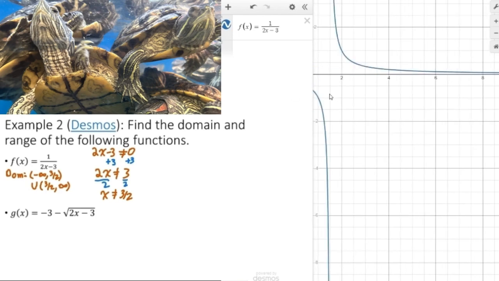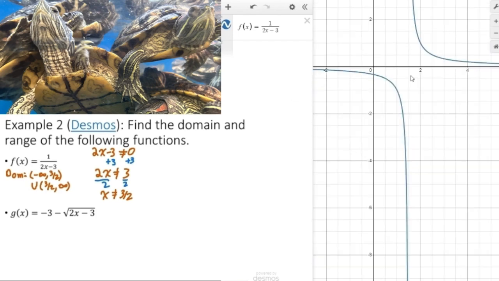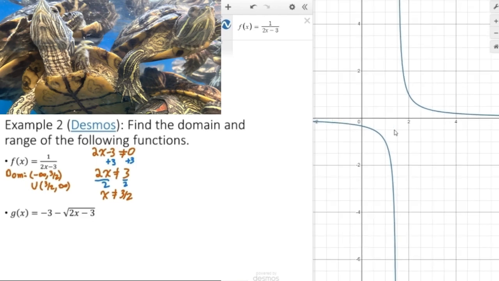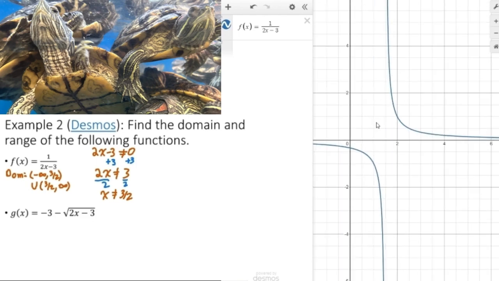And if I go far right and farther left, you can see that I continue to go right and left away from the 3 halves forever. And we do get the shape of the 1 over x graph, the reciprocal function that we saw a few sections ago. So this does double check our domain that x cannot be 3 halves. Now, what about the range?